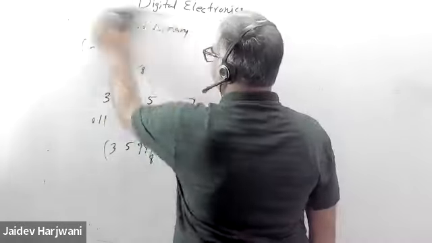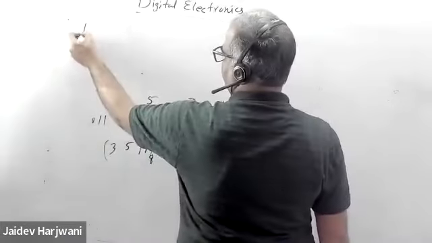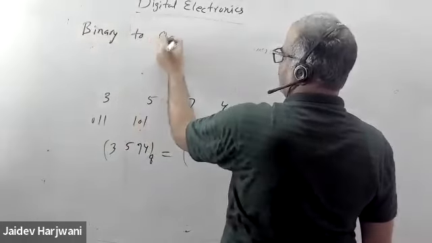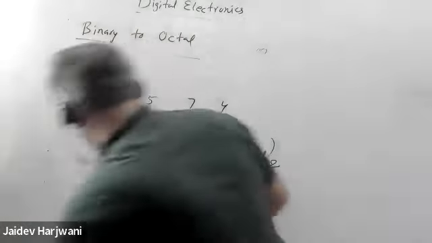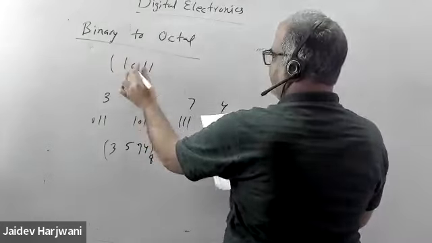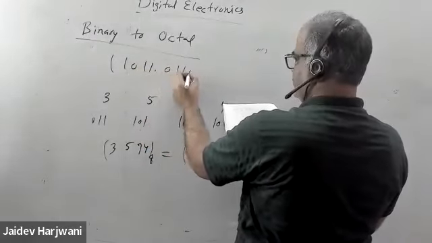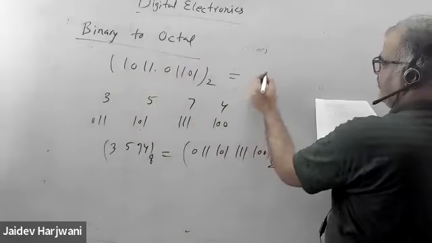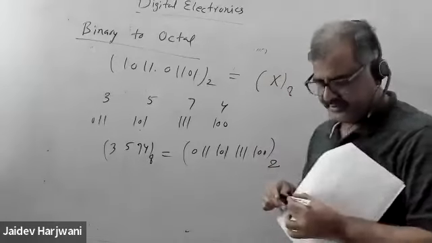Now suppose I have to do the reverse. I want to convert binary to octal. For example, I have been given the number 1011.01101 in binary, and I have been asked to convert it into the octal number system. Okay, so how to do it?